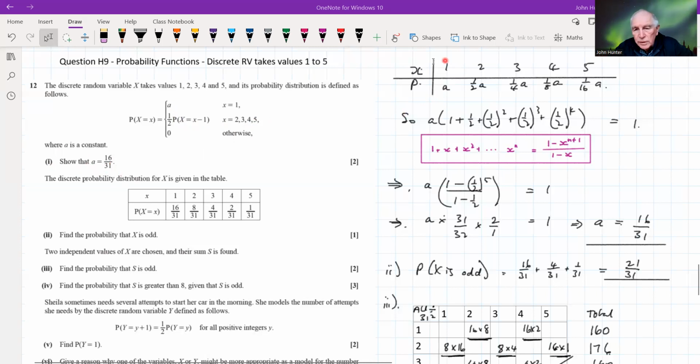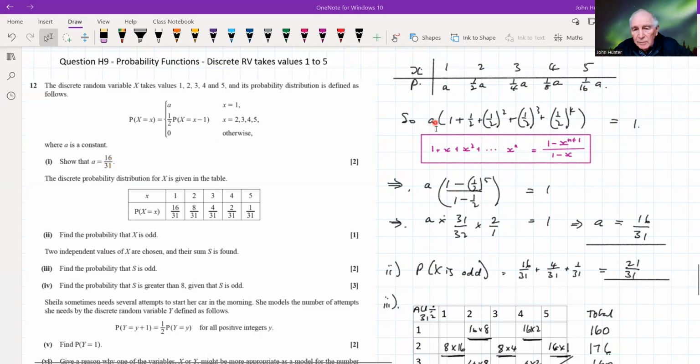So once we've drawn this table out here, we can fill this in, so the probability is a, and then it's half of that. So I think we can probably see from that, if we were to add all these up, we've got an equation in A, and we can show therefore that A equals 16 over 31.